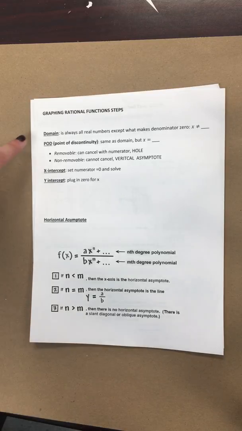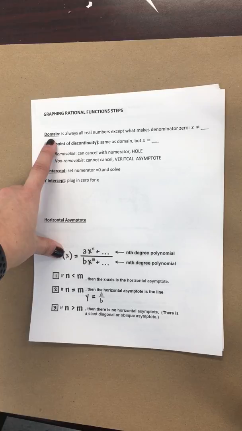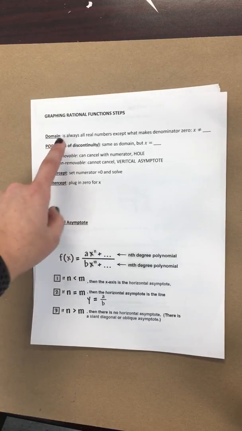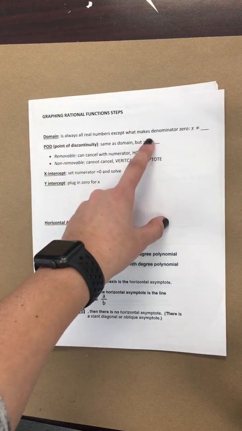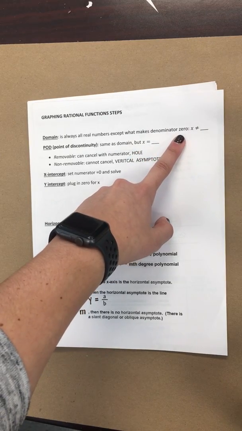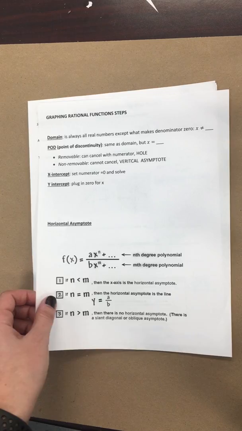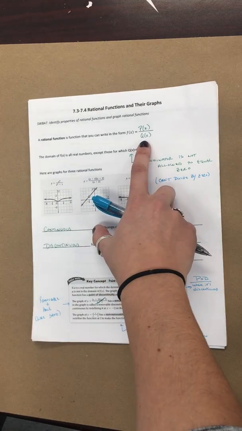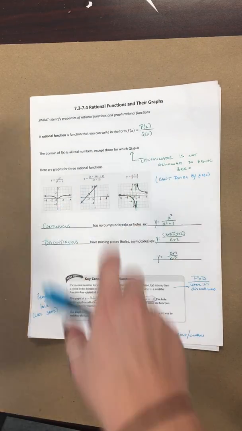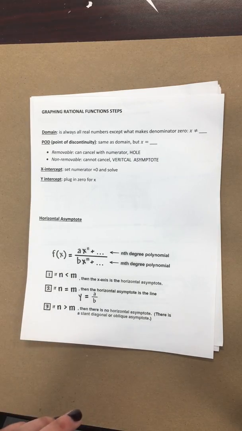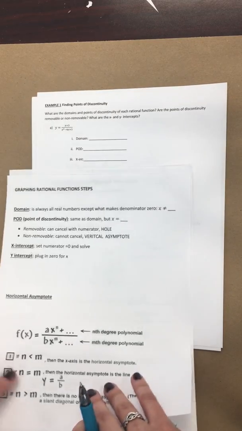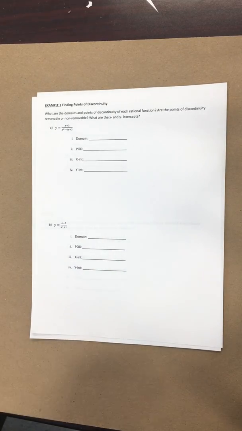So I'm going to go step by step through each one. Each video is going to be a different one, and this one's going to be about the domain. The domain is always all real numbers except for what makes the denominator 0. So there's something that's going to make the denominator 0, because remember, 0 is not allowed to be in the denominator. So the domain, all the possible x values, is everything except for what makes the denominator 0. So I'm going to go problem by problem. So the first one is right here.